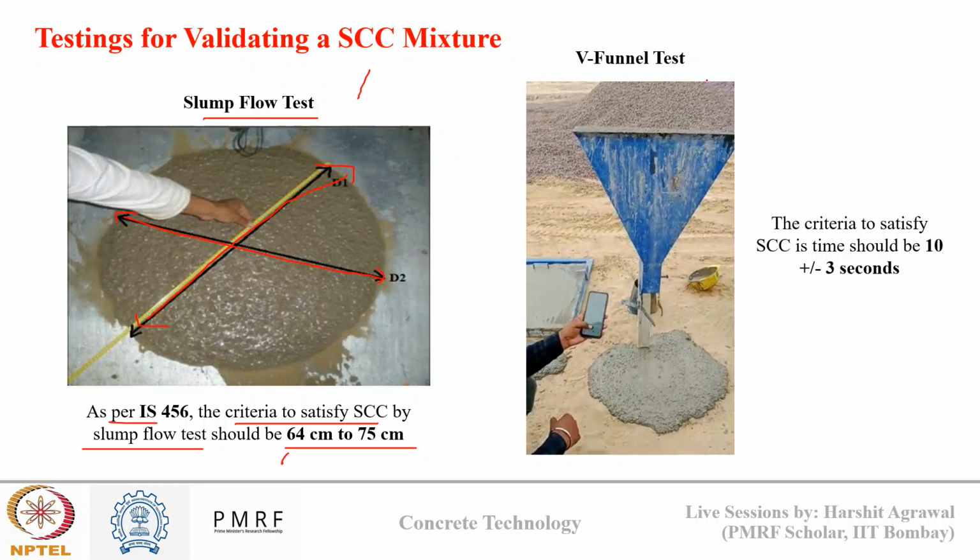Then the V-funnel test tells us the viscosity of a material. We fill the concrete in this funnel, we close it from the bottom, and then when we open it, we record the time taken by the concrete to empty the funnel. The criteria to satisfy SCC is 10 plus minus 3 seconds for it to empty the funnel.